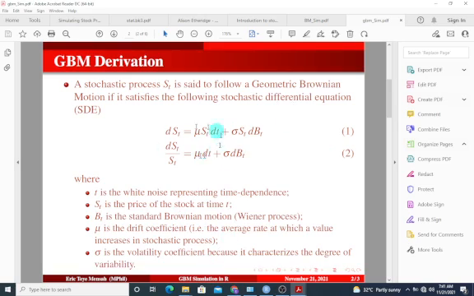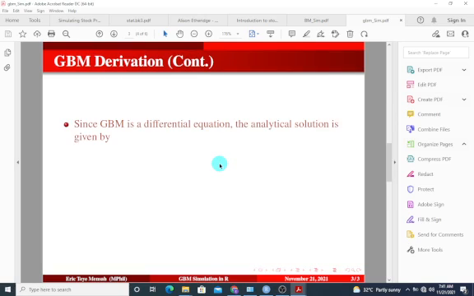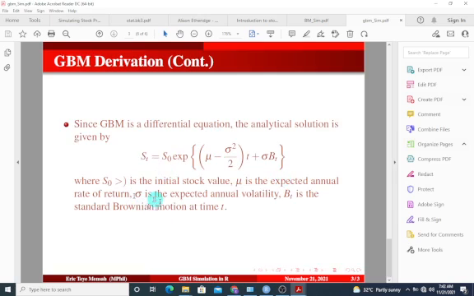Because this is a stochastic differential equation, you have to find a solution to it. By applying the Itô lemma, we get this analytic solution, and this is basically what we're going to use to simulate the GBM. The S naught, that is the initial stock value, is greater than zero, right? So here should be zero. Mu is the expected annual rate of return, and sigma is the expected annual volatility. B_t is the standard Brownian motion. So basically, we're going to use this to simulate a GBM in R.